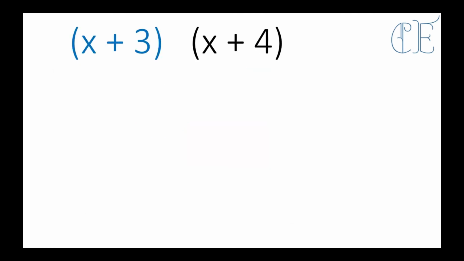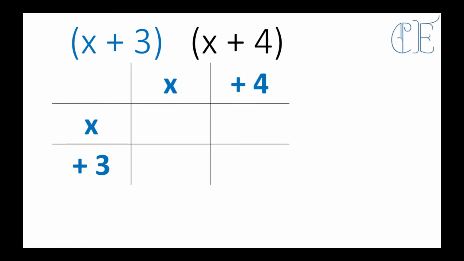So let's have a go at this one. Now this is a different method that you can use. So you can use a grid instead. So instead of using the arrows, you can draw everything out in a grid. So we've got x plus 3 down here, which is what's in this bracket, and x plus 4 across here, which is in this bracket.